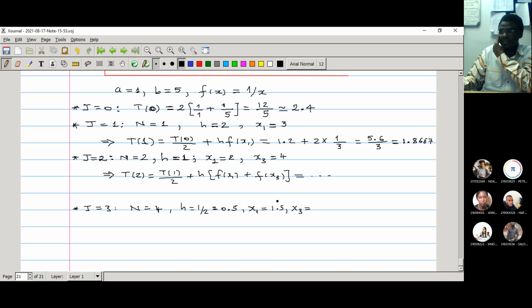Then what is x3? Remember the value of xk is a, which is 1, plus kh. And our h is 0.5, which is 1 divided by 2. Now, if we put 3 here, that would be 5 by 2. This is 5 by 2. And what is 5 by 2? 2.5.